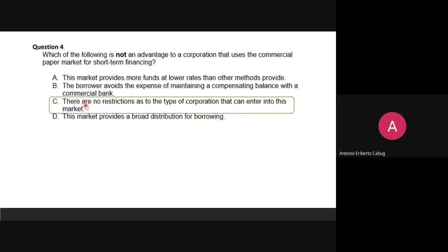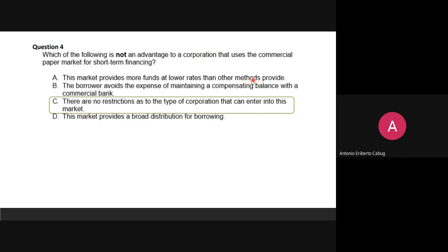This is not true. C is a false statement, not an advantage to a corporation. There are no restrictions to the type of corporation that can enter into this market. For you to enter into this market, the corporation who is borrowing should be a large and stable company. Hindi pwede mga baguhan o mga maliliit na kumpanya. Letter C is a false statement.